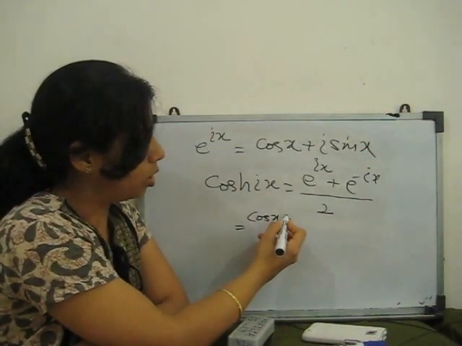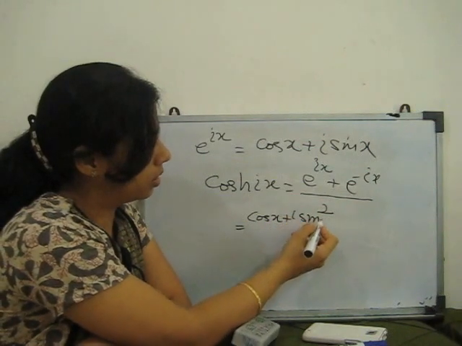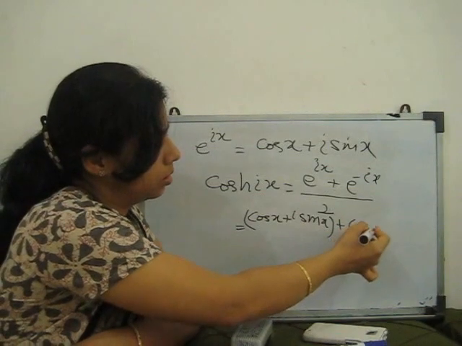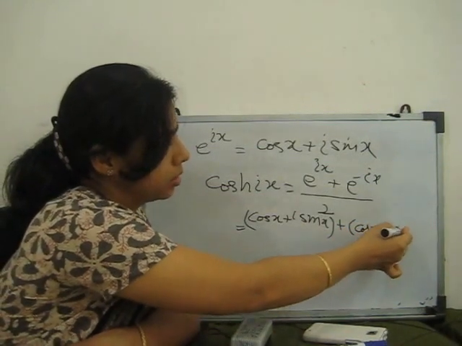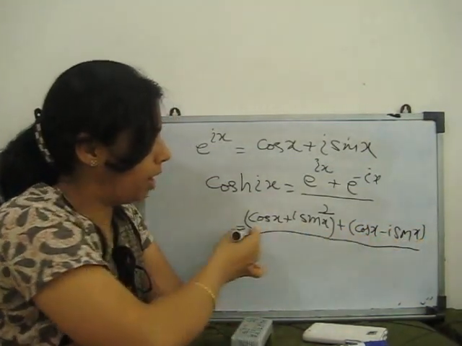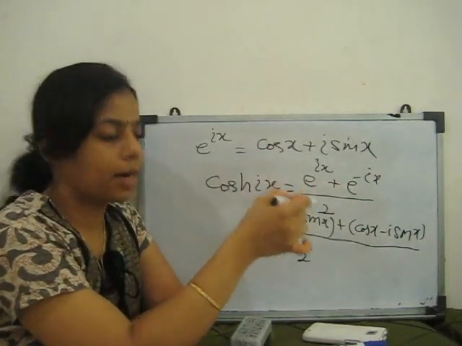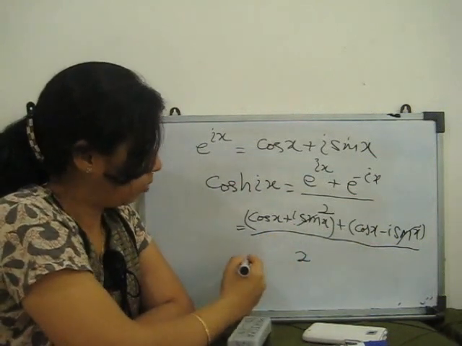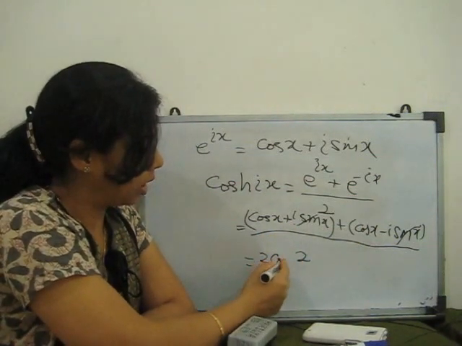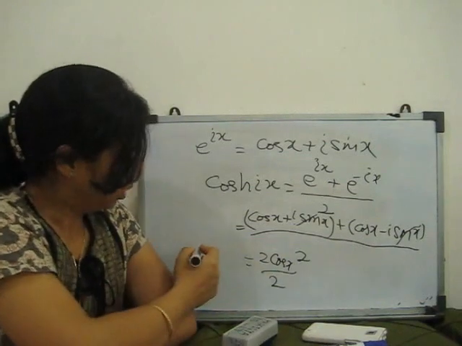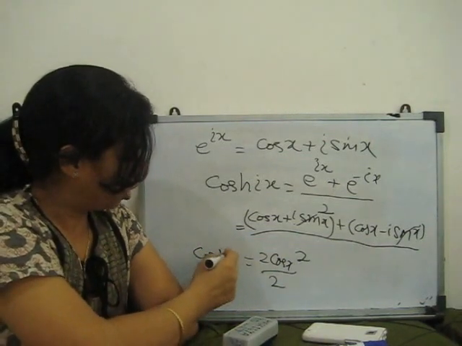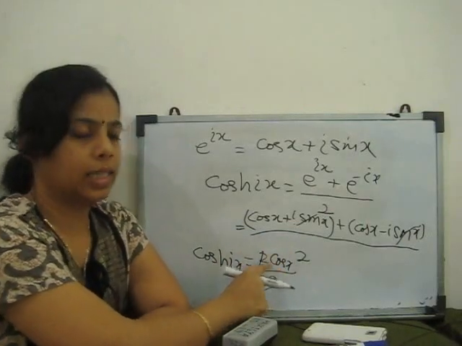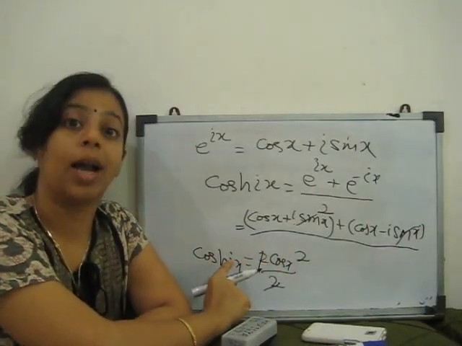We express this in cos and sin. So cos x plus i sin x, plus cos x minus i sin x, divided by 2. Now which terms cancel out? This is plus i sin x, this is minus, so they cancel out. The remaining part is 2 cos x by 2, which is cosh ix. So cos x is equal to cosh iota x.